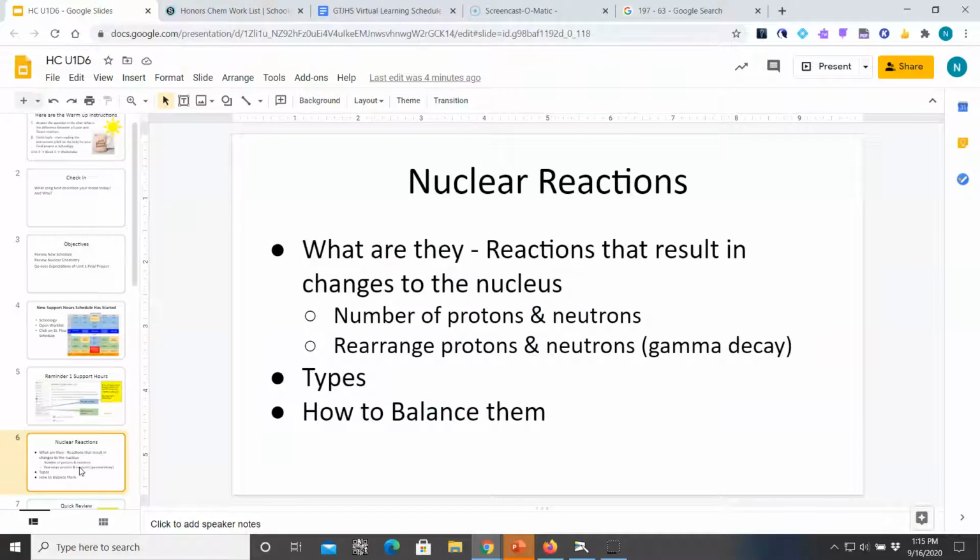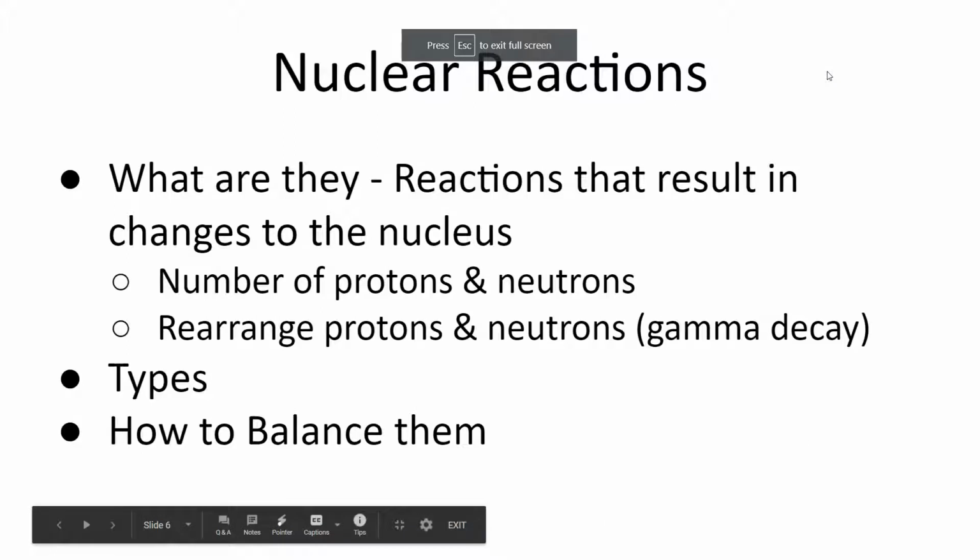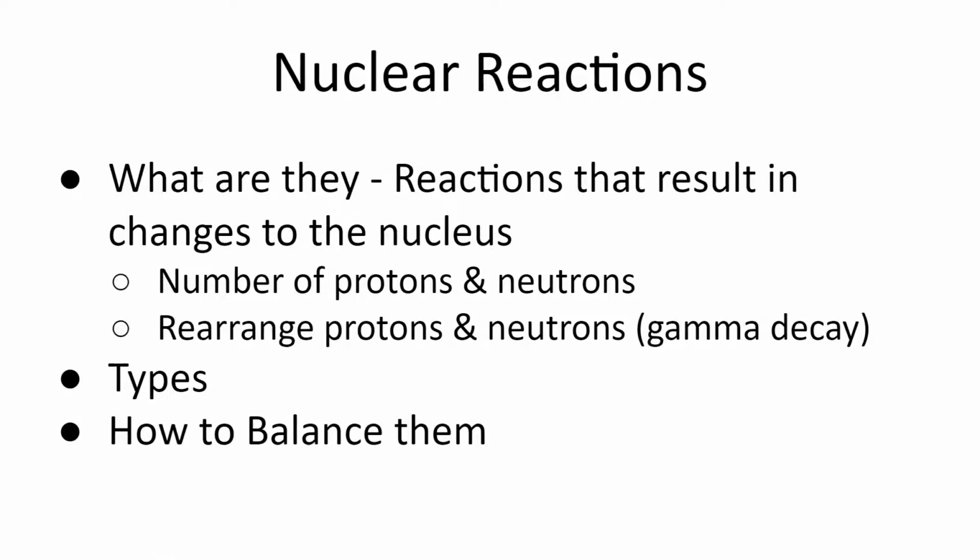All right, next thing that we talked about were nuclear reactions. And we've learned so far what nuclear reactions are, the reactions that result in changes to the nucleus, and that could be the number of protons and neutrons. It can also result in the rearrangement of protons and neutrons, and that's through a process like gamma decay. So you arrange the protons and neutrons to a more stable or less energetic state.